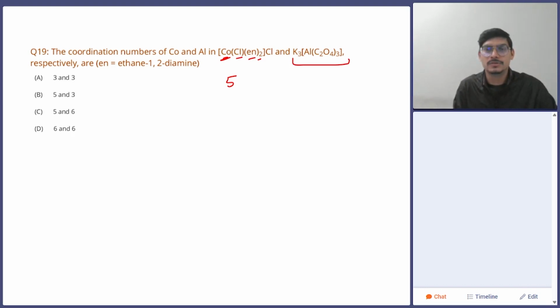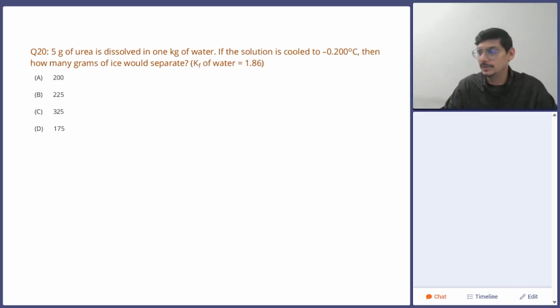In potassium trioxalato aluminate, there are 3 oxalate, and each oxalate ion is a bidentate ligand again. That makes it a total of 6 donor atoms that are joined to aluminum. So the correct answer is going to be 5 and 6. Moving to the next question, question number 20.